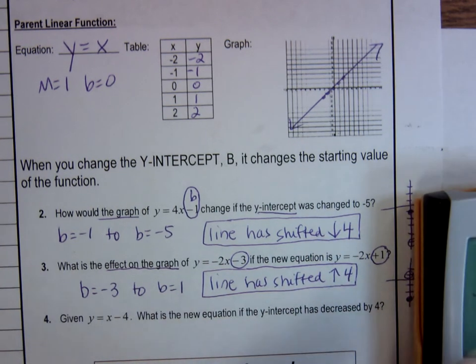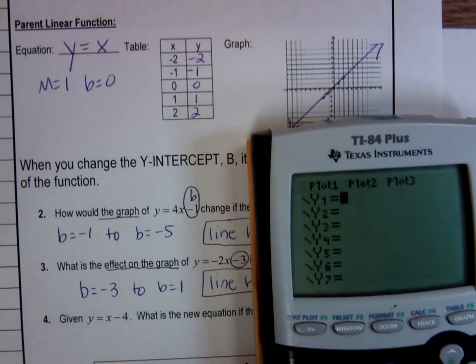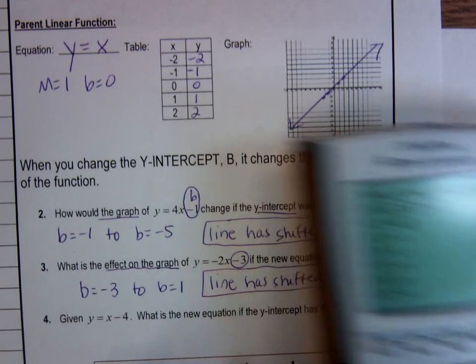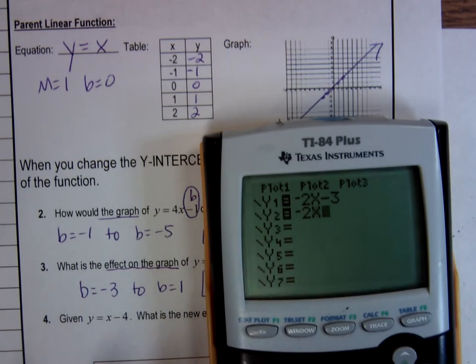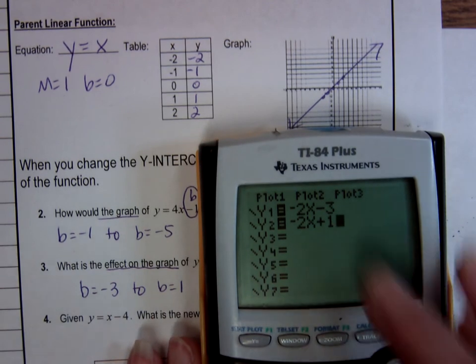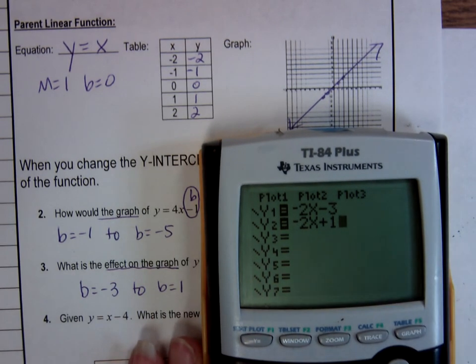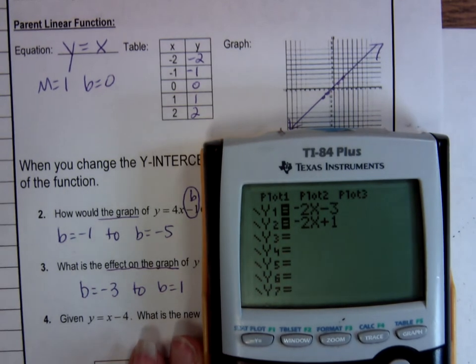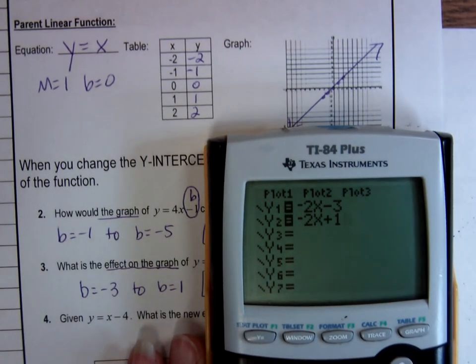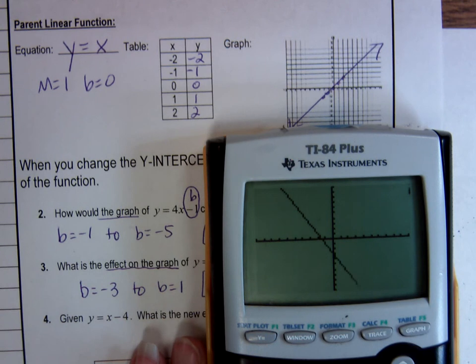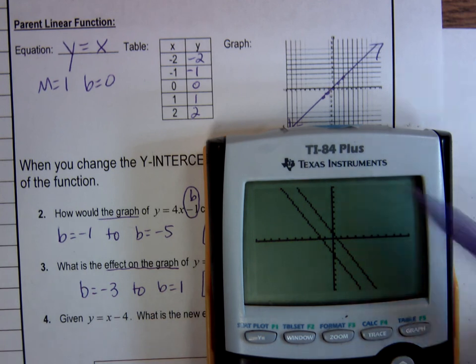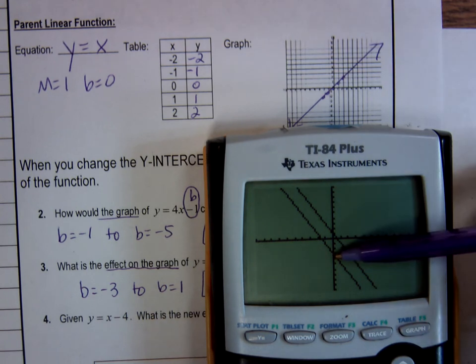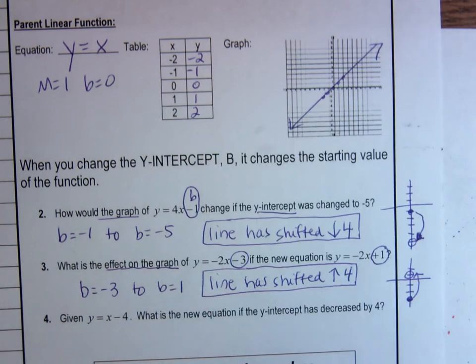Let's type in those two equations. Our first one is negative 2x minus 3. And our second one is negative 2x plus 1. Remember, the first one that we type in is going to be the first one that gets graphed on the calculator. And so if we're looking at this, we press graph. Here's the first one, the minus 3, and then the plus 1. So you'll see that this first line was the minus 3, and our whole line shifted up to the positive 1. Now let's look at number 4.